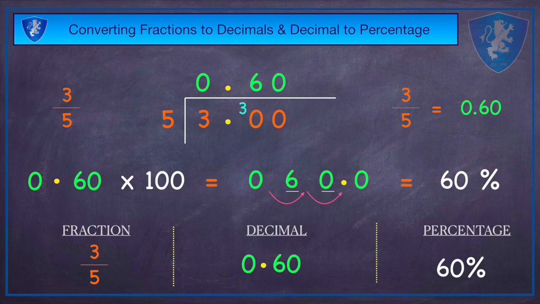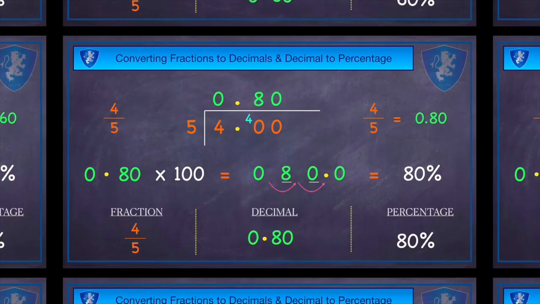Now you take the 0.6 or 0.60 and multiply by 100, and you can see the arrows, 2 places to the right, and that gives you 60%. So the fraction 3/5 is the same as 0.6 or 0.60 as a decimal, and as a percentage is 60%. You must remember all these. Let's look at the next one. And the next one is 4/5. That's 4 divided by 5.